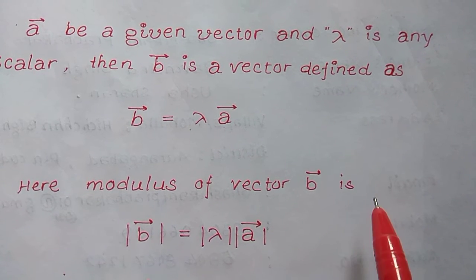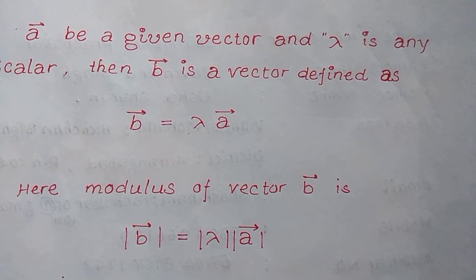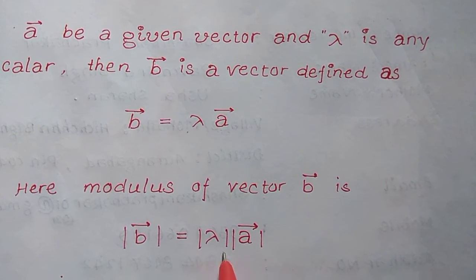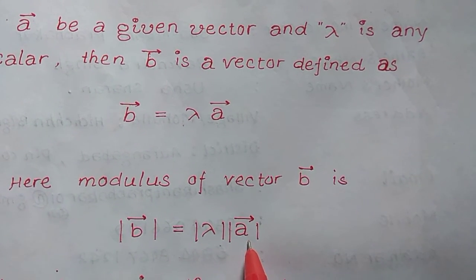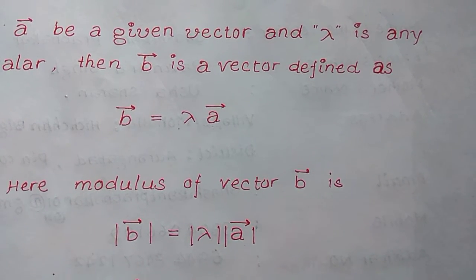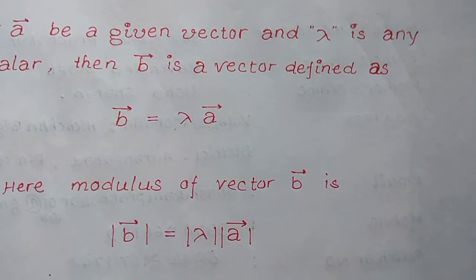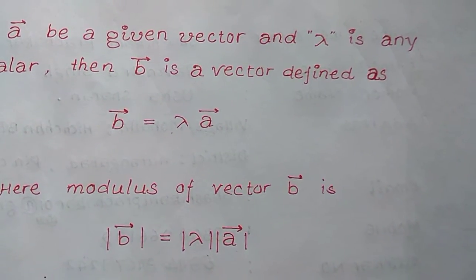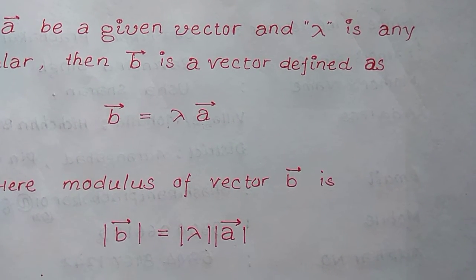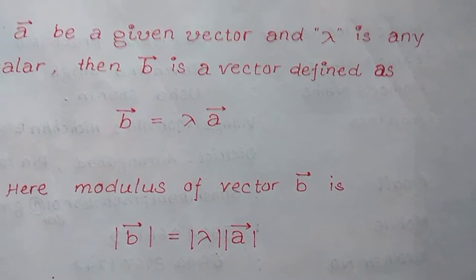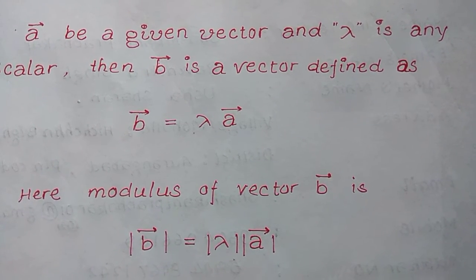Here the modulus of vector B is mod of B, and it depends on both the modulus of lambda, a scalar quantity, and also on A. If lambda is dimensionless, then vector B has the same dimension as vector A. That is, if A is a velocity vector, then B is also a velocity vector if lambda is dimensionless.